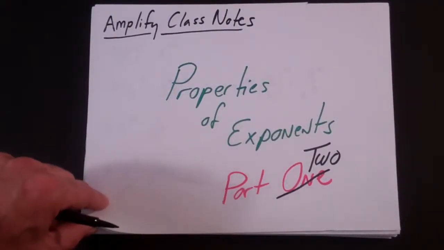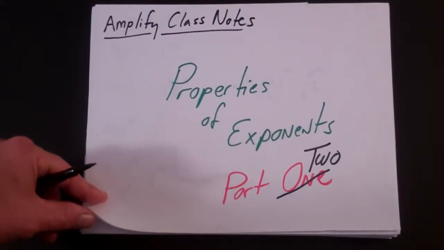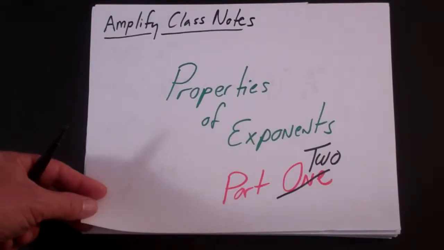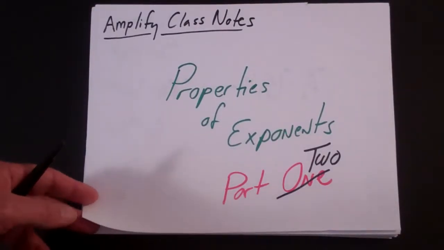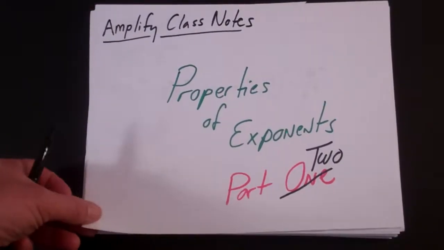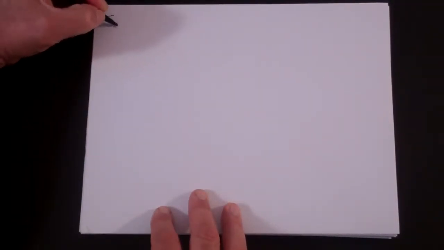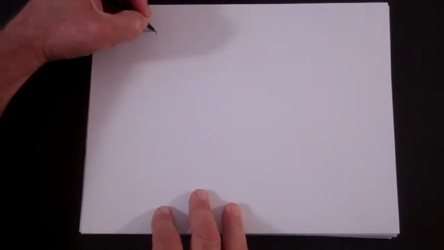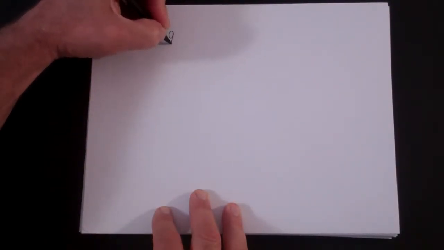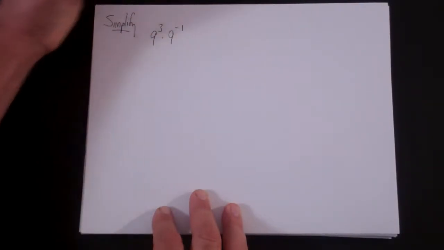This is part two in the class notes on properties of exponents. In this section, we're going to look at some simple examples of applying the rules of exponents, and then in the following video, part three, we'll look at some more complicated examples. So the first problem is, let's list some examples, and all these problems will say something like simplify 9 to the 3 times 9 to the minus 1.